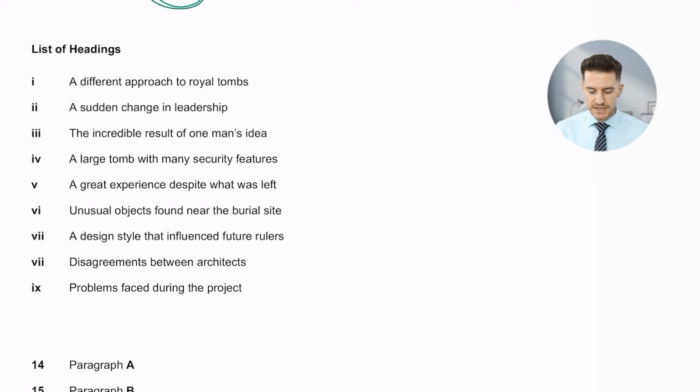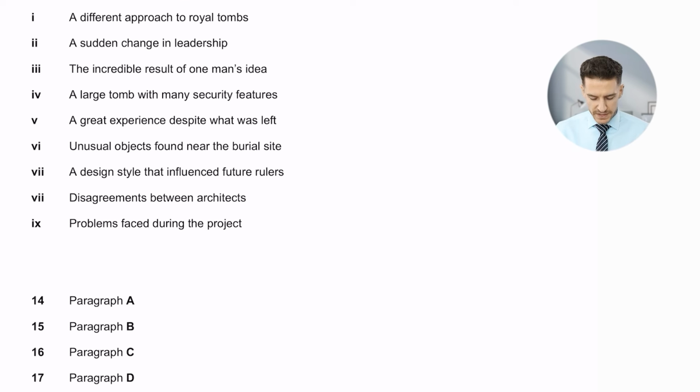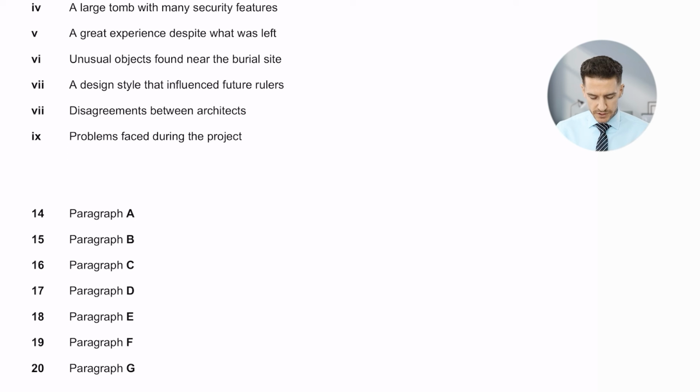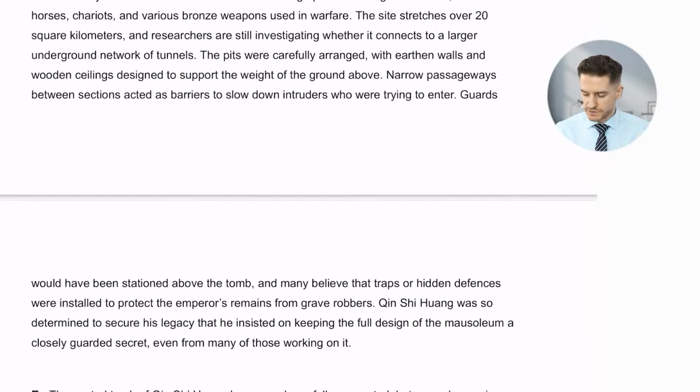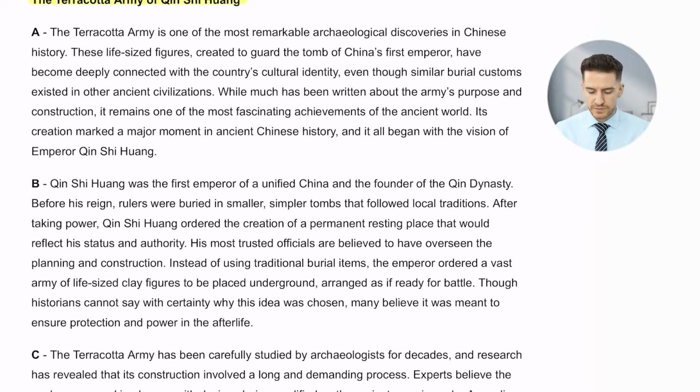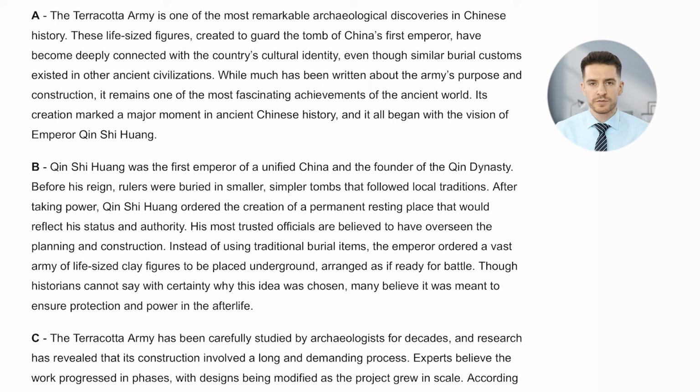Now, as you can see, here are the headings. We've got 9 different headings to choose from. And then down here are the questions. We have 7 different questions and 7 different paragraphs. So let's start with the first question, which is question 14. It's about paragraph A. So when you're doing matching headings questions, you can start by reading the paragraph itself. Think about the main ideas and then give a title or a name or a heading to that paragraph.